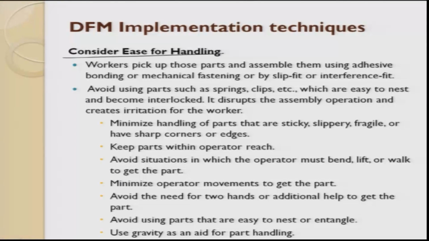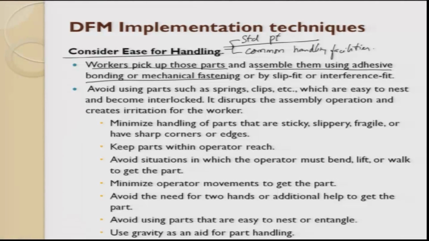E is for handling. The moment you have a standardized part, you can always try to have a common handling facility. Initially many companies do it manually, and slowly once they have understood the process very well, they go for automating it. Today PCB assembly is done automated. Initially when it is manual, the worker picks those parts and assembles them using adhesive bond or mechanical fasteners.